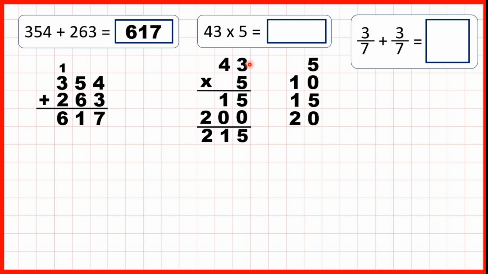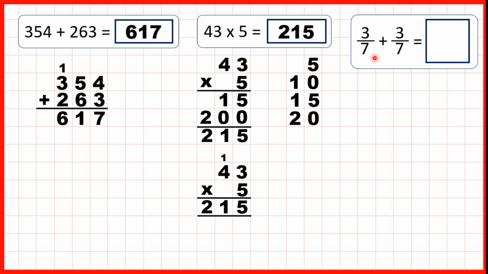But we could also use short multiplication. 3 times 5 is 15, so 1, 5. And then 4 times 5 is 20, plus the 1 at the top is 21. So we have our answer.